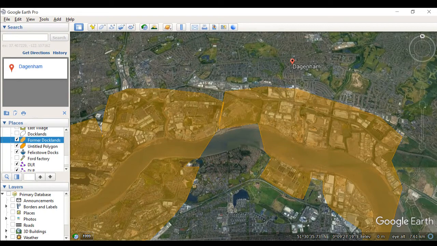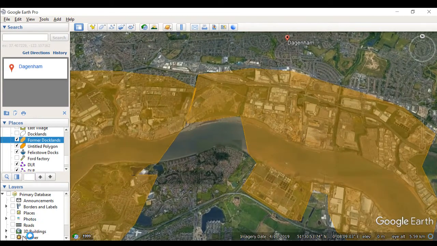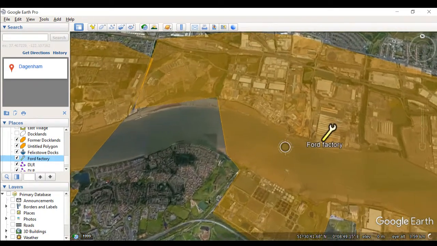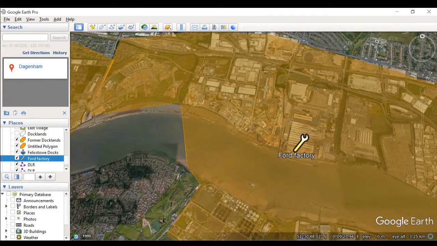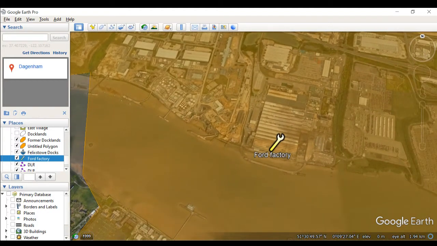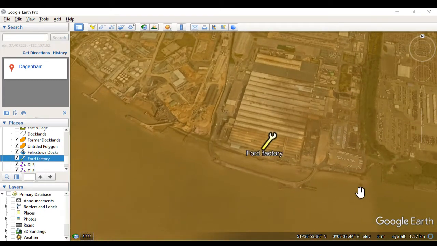If we pick on a few key areas here, we can start turning some of these layers on. This is, or was, a Ford factory. In its heyday, this was one of the biggest employers in the area. Lots and lots of car parts would be brought in on the boats, then manufactured and redistributed or sold within the UK.